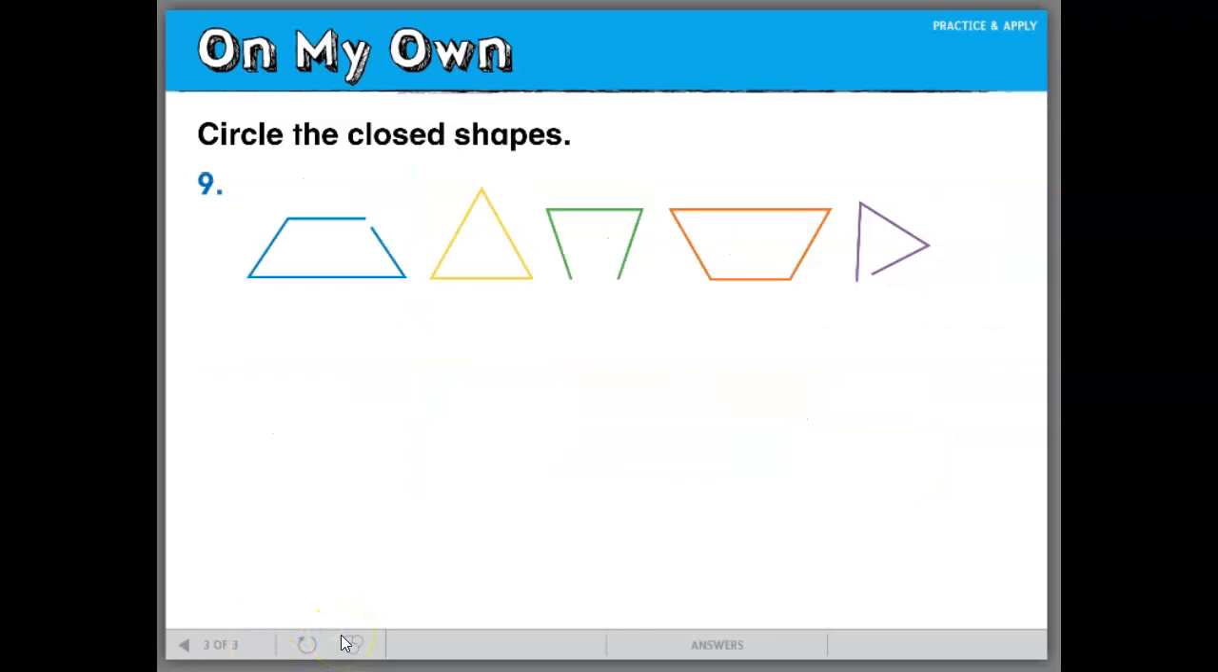All right, circle the closed shapes. We talked about these the other day. Hopefully you remember a closed shape means there's no way in. They showed us a pig the other day, and the pig had no way to get into the closed shape because all the sides meet. There's no way to open it, no way to get into it. So which ones are the closed shapes here? This triangle, the yellow triangle, and this orange trapezoid are the closed shapes.